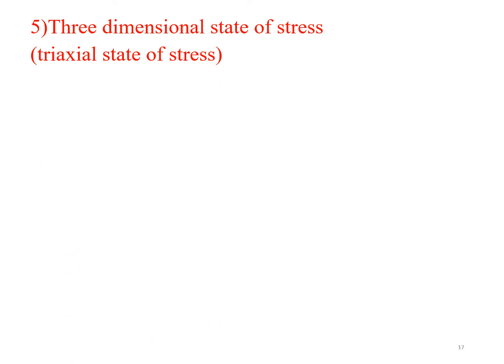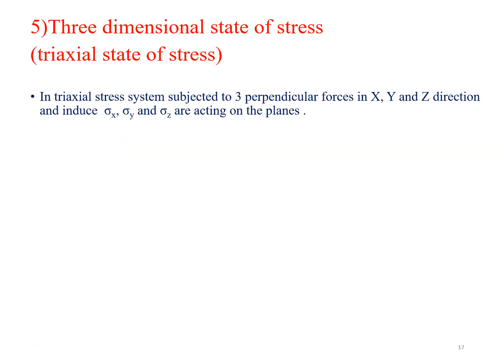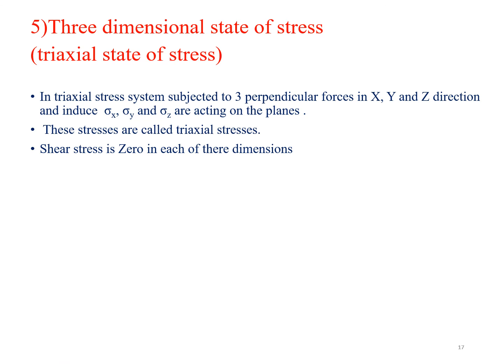Coming to the last case, the fifth case is the three-dimensional state of stress, or 3D state of stress, or triaxial state of stress. Here we have three forces acting in x, y, z directions, which induce sigma x, sigma y, and sigma z on the planes of x, y, z. These stresses are called triaxial stresses. And if shear stress is zero, then we call these principal stresses.